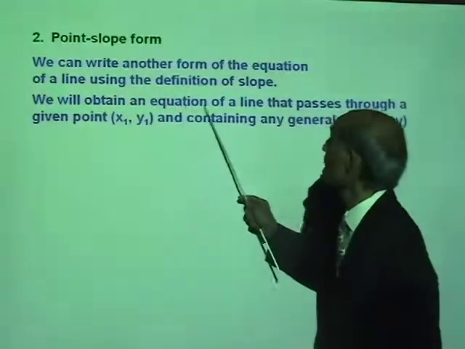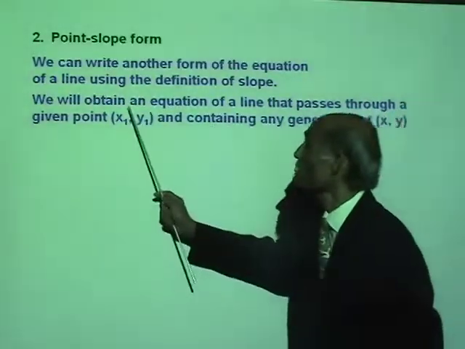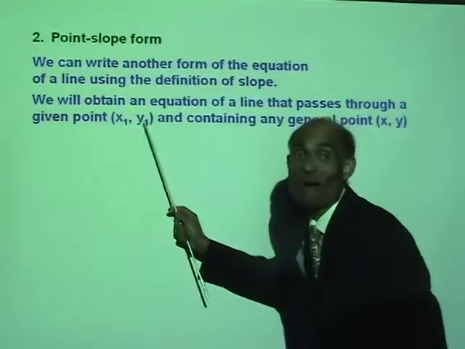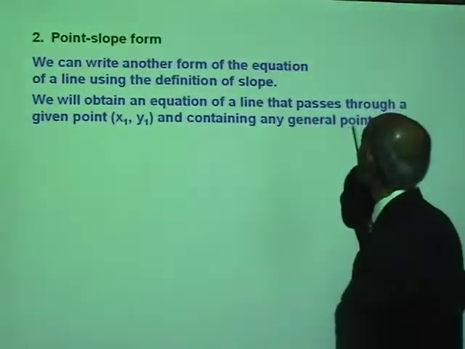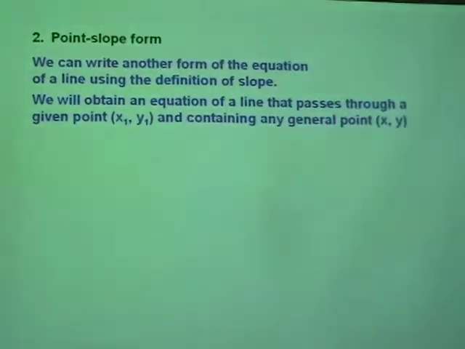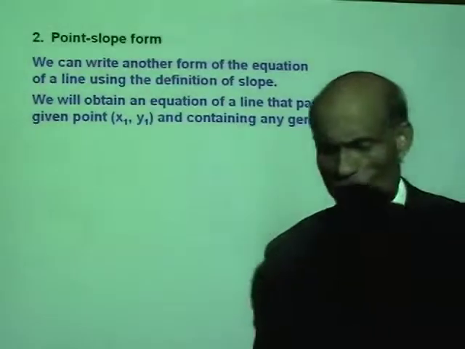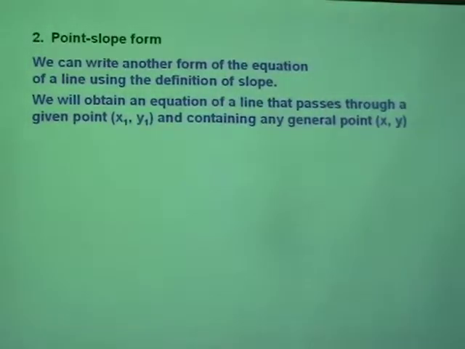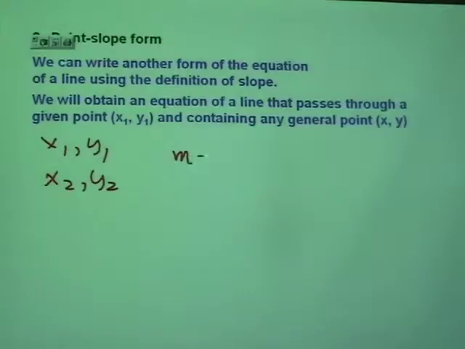That is, we will obtain an equation of the line that passes through the point (x1, y1) and contains any general point (x, y). Alright, let me just show it to you. Now, we are familiar with, if I have 2 points (x1, y1) and (x2, y2), then our equation for the slope is (y2 minus y1) divided by (x2 minus x1). Is that right?